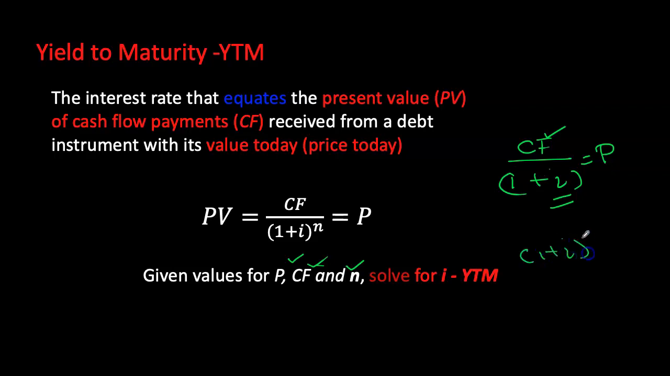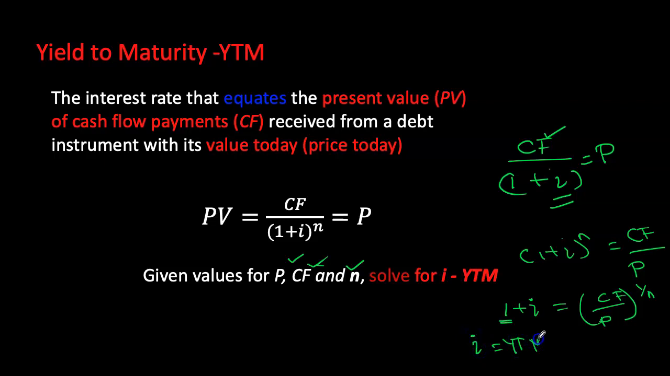So let's isolate I. In order to do that, I take CF over P. So I've just cross multiplied over here. In order to get rid of the exponent n, I take both sides to the power 1 over n. And now in order to get rid of this 1, my internal rate of return or yield to maturity for this simple loan is CF over P, which is your cash flow divided by the price today, the whole thing raised to the power 1 over n, minus 1.